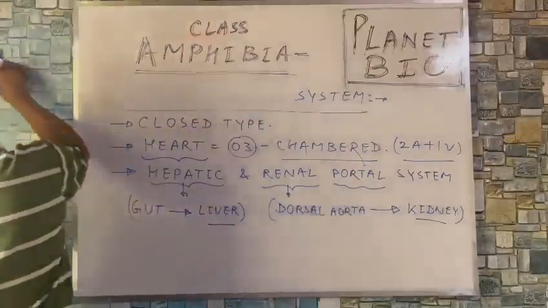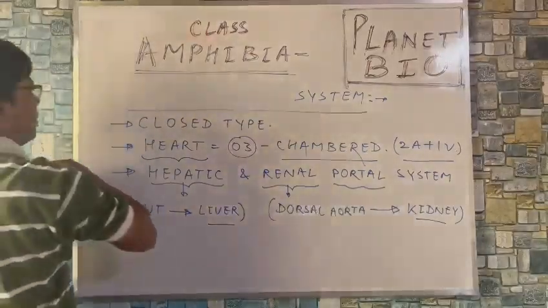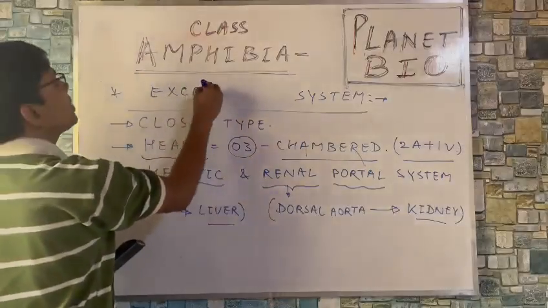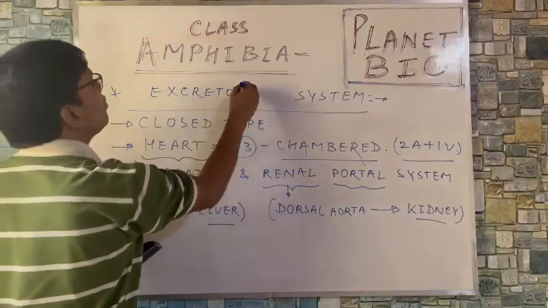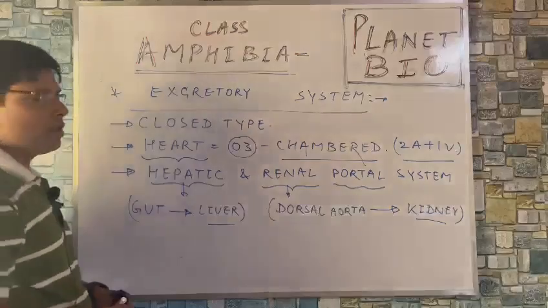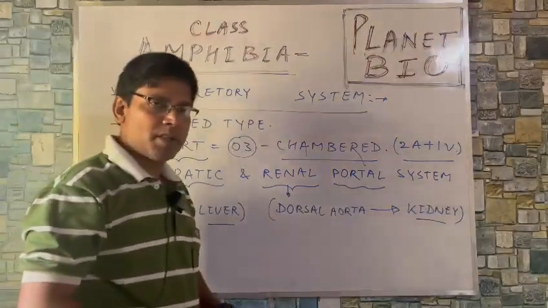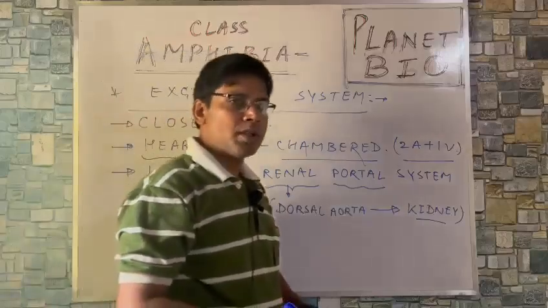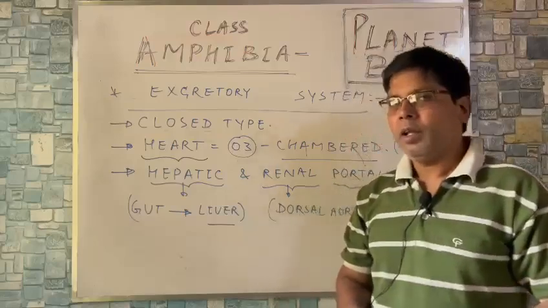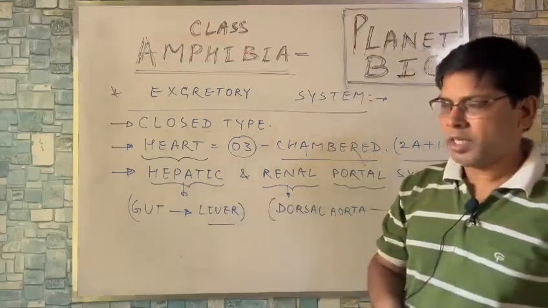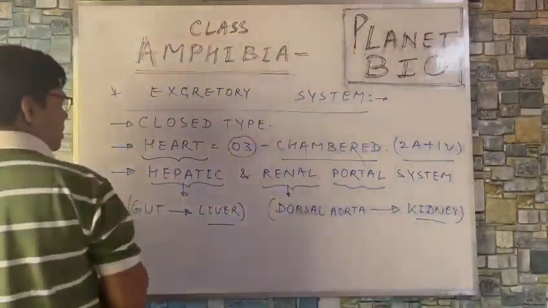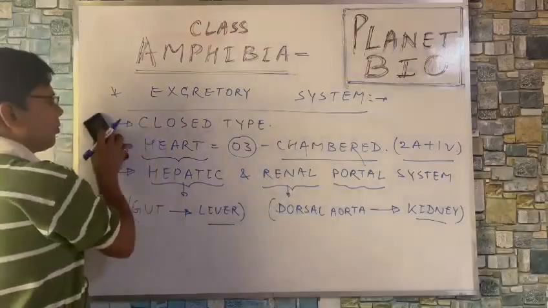Now we can have the excretory system. Excretion means removal of nitrogenous as well as non-nitrogenous waste products, meaning metabolic waste products. These should not be stored in the animal body. These need to be released from time to time, that is periodically, because these are harmful products.